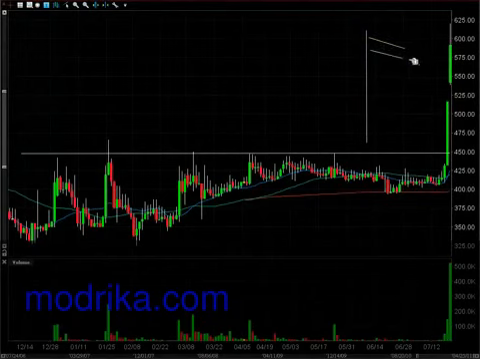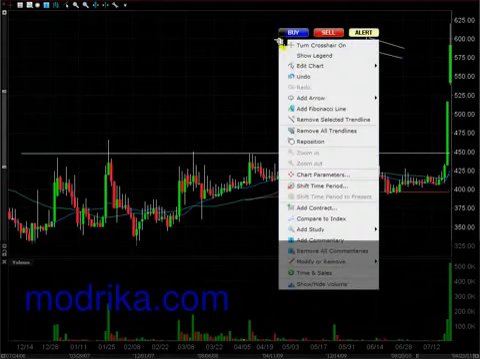What this bull flag does is it enables the moving averages, such as the 20-period moving average, to rise up and provide support to the price of the stock, which enables the stock to move higher. So if you get a bull flag, then you'd want to buy the first breakout above the upper channel of the bull flag. We can also use Fibonacci as well.